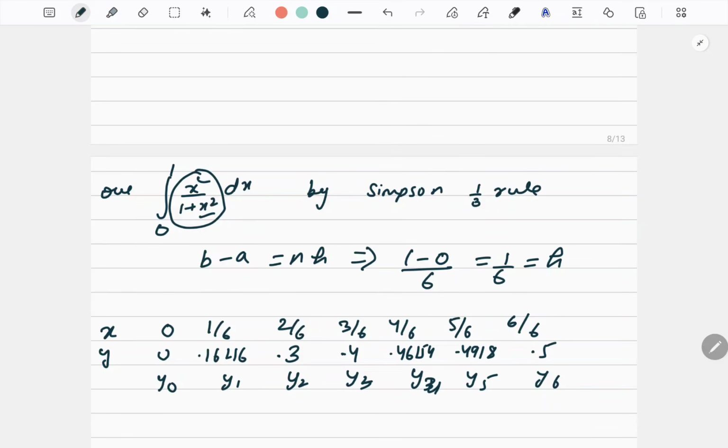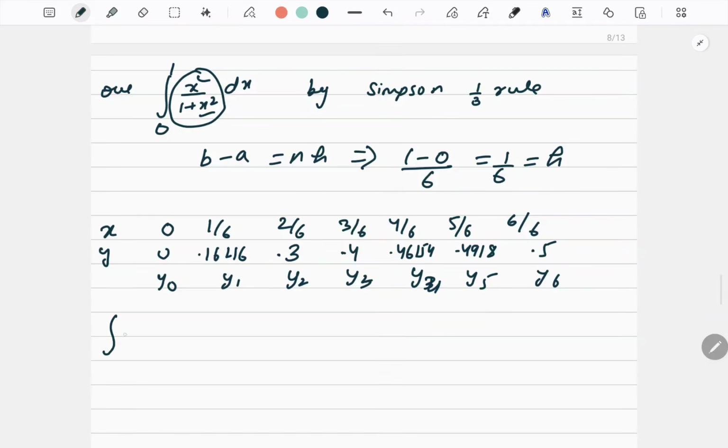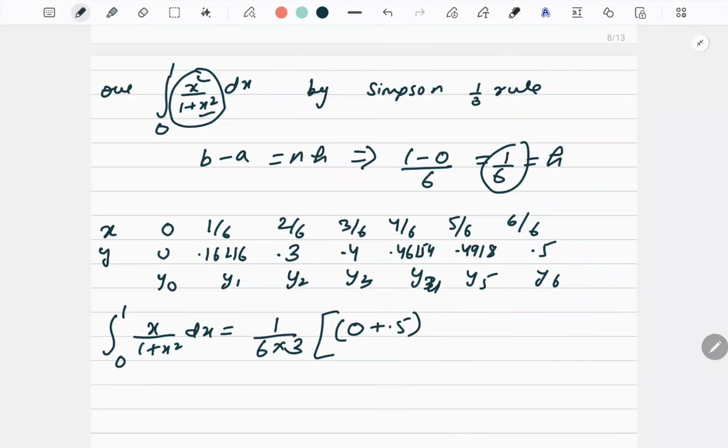Now I will apply the formula. What is the Simpson formula? Integral 0 to 1 of x upon 1 plus x square dx is equal to h by 3. Now what is h here? 1 by 6. So 1 by 6 upon 3. And then the first value is y0 plus yn. So 0 plus 0.5. Then plus 4 times all the odd numbers. Odd numbers means y1, y3, y5.